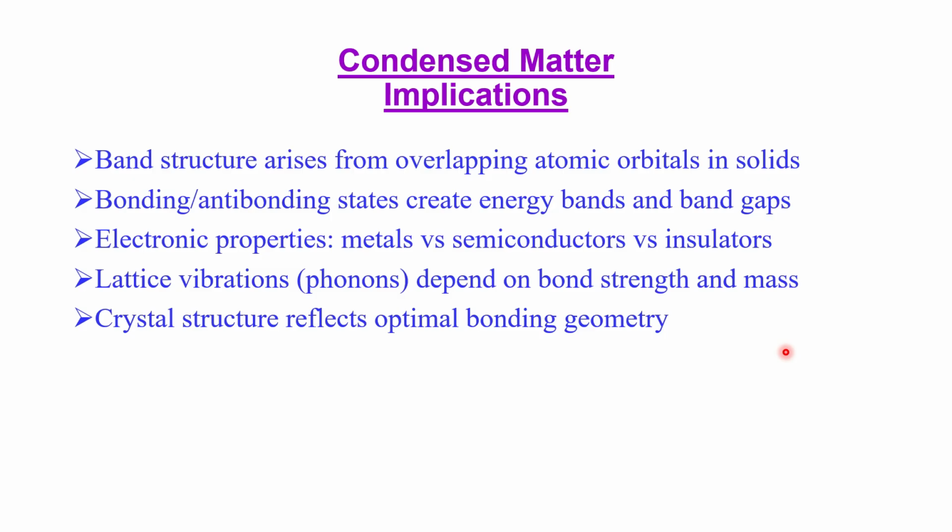Bond strength and atomic mass determine the phonon spectra, which controls the thermal conductivity and the phonon-electron interactions. Crystal structure reflects optimal bonding geometry, balancing the attractive and repulsive forces. Ultimately, understanding bonding allows us to design materials with the desired electrical, optical, mechanical, magnetic, and quantum properties. These are the foundations of condensed matter physics and modern materials science.